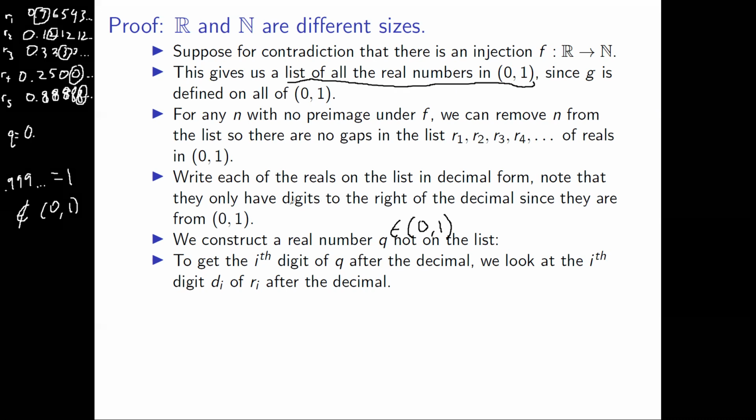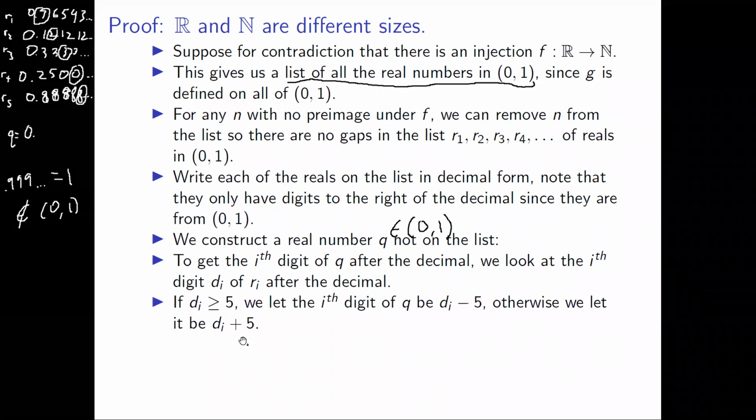Okay, now for each digit, to get the ith digit of Q after the decimal, we look at the ith digit of Ri after the decimal. We'll call it Di, at least in this bullet here, just to make the notation easier to follow. And if this Di is at least 5, then we'll let the ith digit of Q be Di minus 5. If Di is less than 5, we'll let the ith digit of Q be Di plus 5.